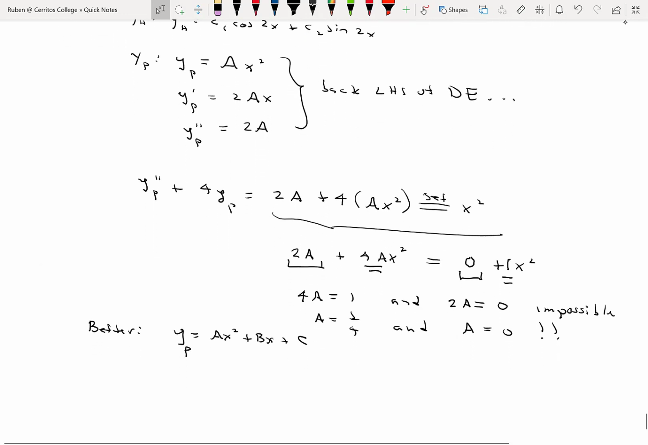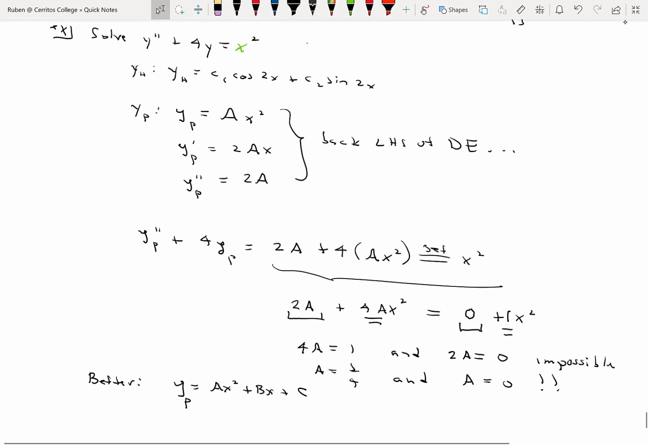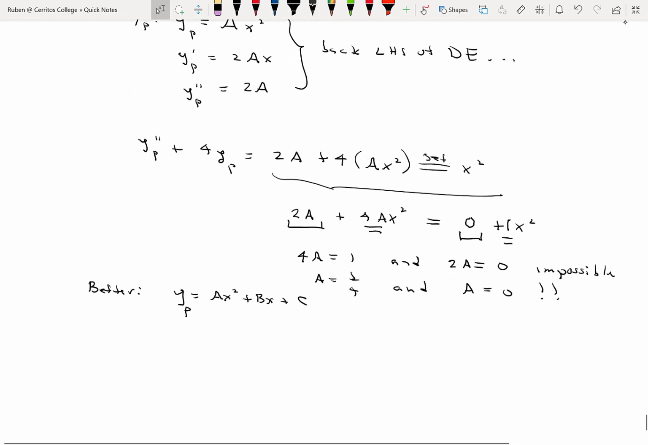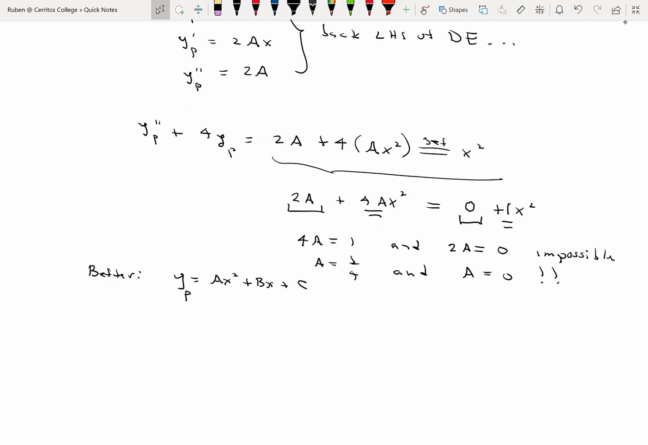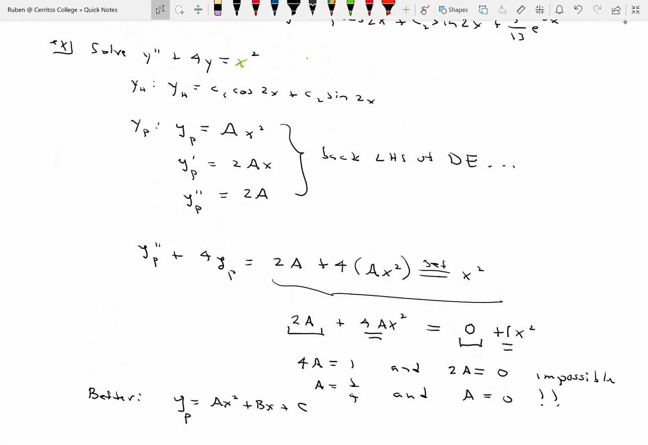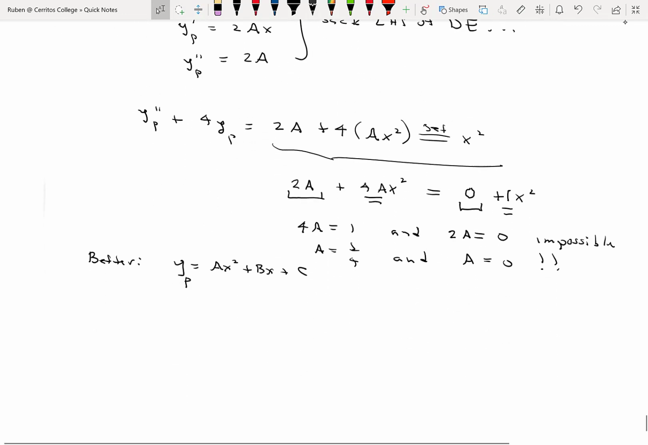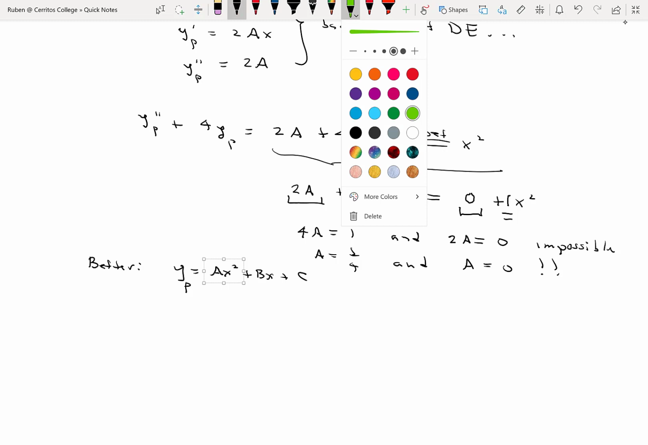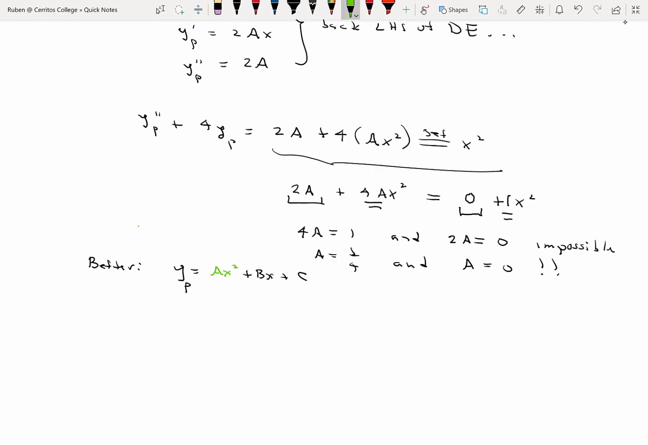But the derivatives of the function, if we just substitute y equals ax squared, give us the constant 2a for the second derivative. And there's no way to make that disappear and the x squared not disappear at the same time. I don't know if that turned out very clear. So what we do is assume that if our forcing function has a particular power in it, our particular solution also has that same power in it, and every power beneath it.